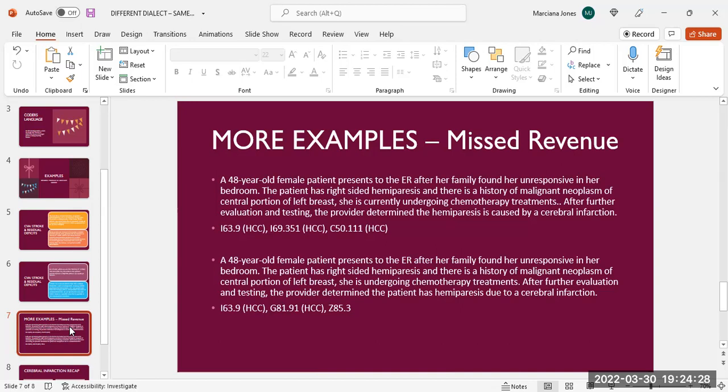We will use the active breast cancer code that reflects the left breast cancer, the central portion, which is C50.111, which is also a HCC code.